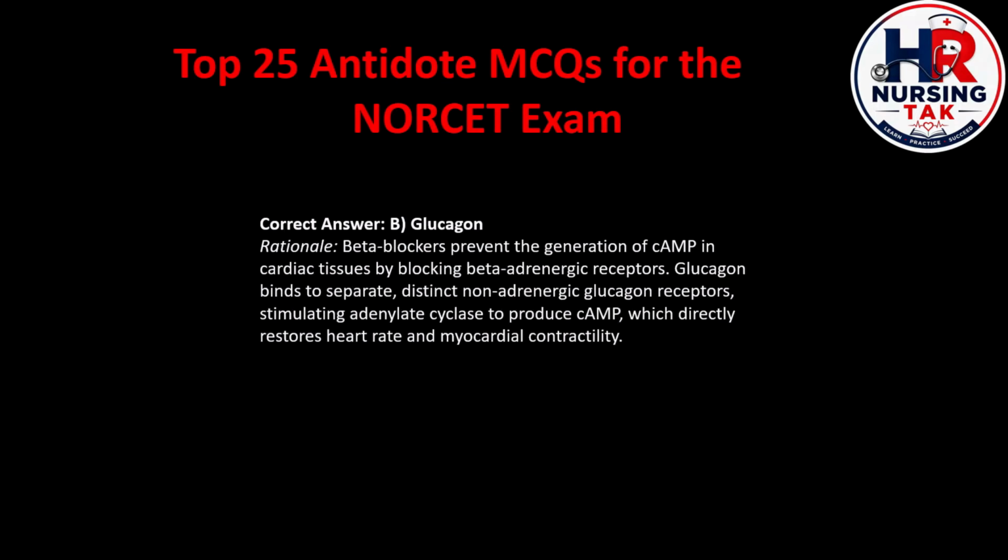B. Glucagon. Rationale: Beta blockers prevent the generation of cAMP in cardiac tissues by blocking beta adrenergic receptors. Glucagon binds to separate, distinct non-adrenergic glucagon receptors, stimulating adenylate cyclase to produce cAMP, which directly restores heart rate and myocardial contractility.